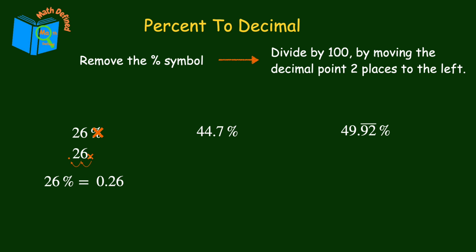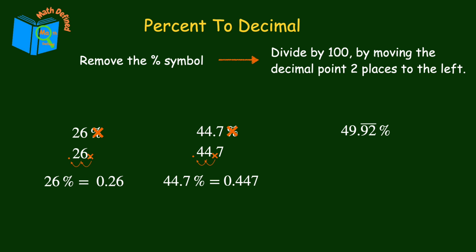The next percent has a decimal point in it already, 44.7%. Don't worry, we follow the same 2 steps. Remove the percent symbol and then move the decimal point 2 places to the left. So 44.7% converted to a decimal is 0.447.